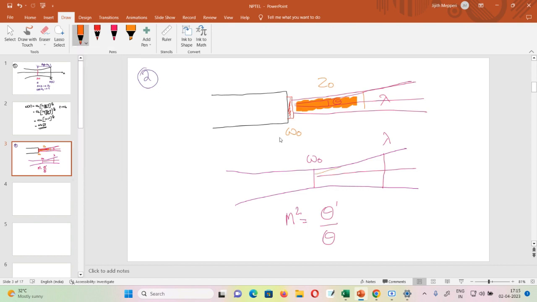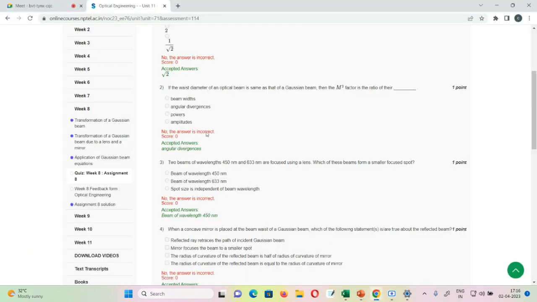You can calculate theta prime. This is theta. So this ratio is defined as the M square parameter of that particular laser. So your answer is angular divergence. The M square parameter is defined as the ratio of the angular divergence of a real laser beam to that of an ideal Gaussian beam. Okay.